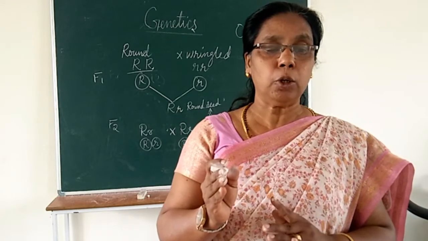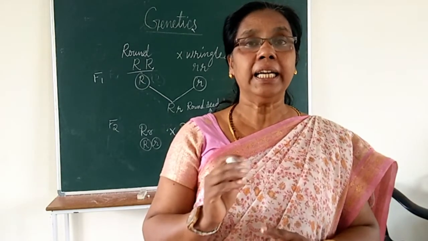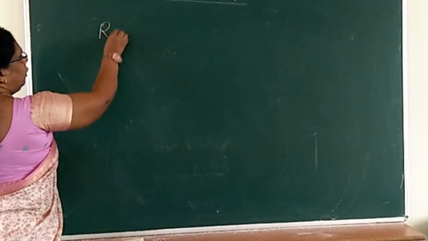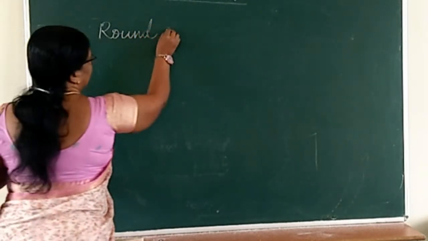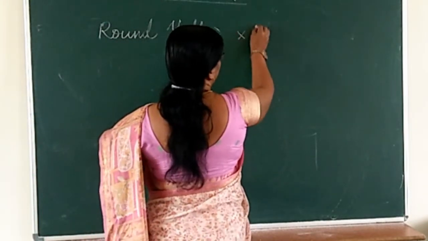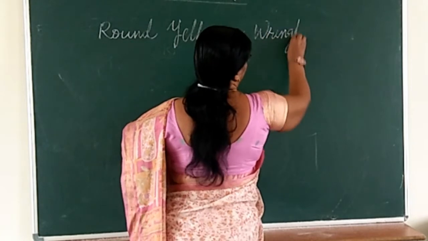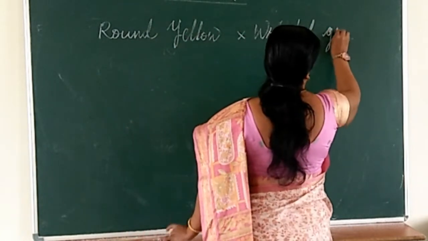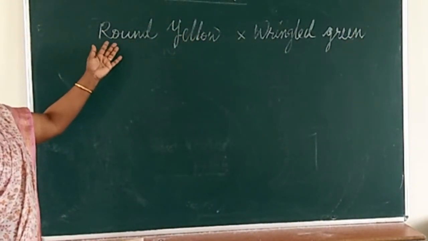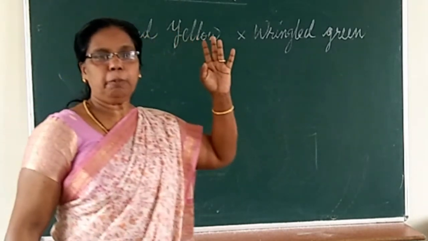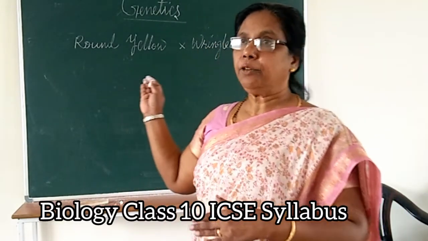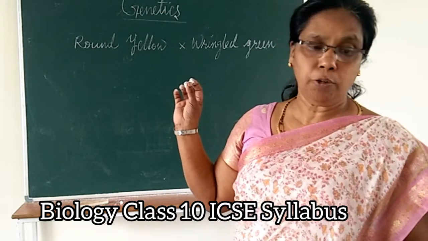Now you can see two characters from the same pea plant we are taking. One is with the round yellow seed and another one with wrinkled green colored seed. So the two characters, one we are taking is round yellow, into wrinkled green. So as you know, I got this round yellow first. Which one will be the dominant one? Yes, it is round yellow, whereas the second one, wrinkled green, will be the recessive one.